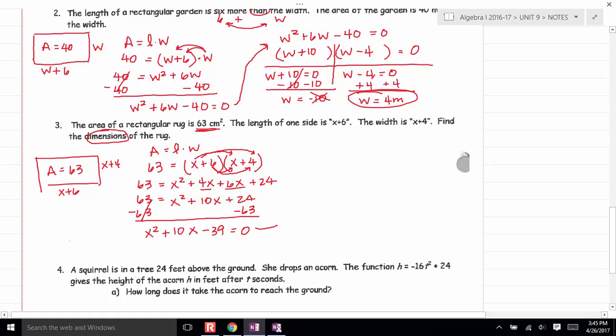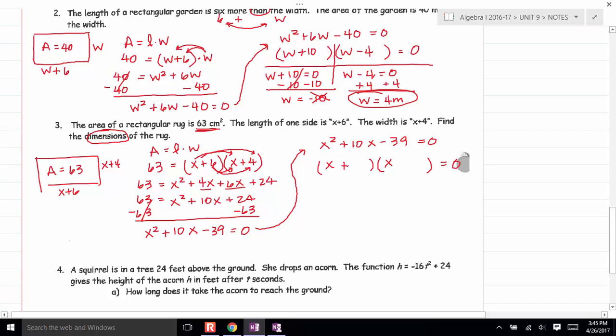And since we're running out of room again, I'm going to move this up to the next column. x squared plus 10x minus 39 equals 0. No GCF here between the three terms, so let's go ahead and try to factor it. Come up with the magic numbers that would work. We know that we're going to start with an x and an x to get the x squared. I need two numbers that multiply to give me this negative 39, but then are going to add up to give me the positive 10 in the middle.